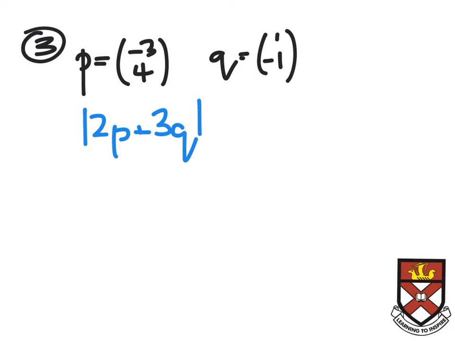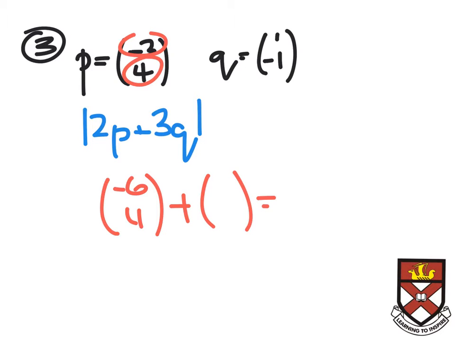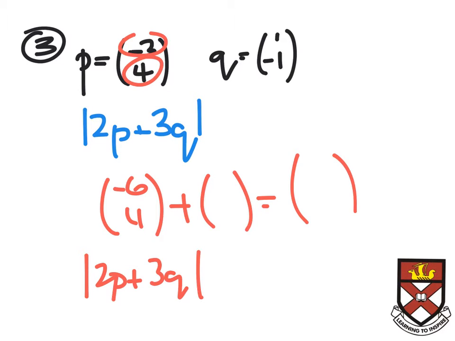Question 3. Now remember that these two lines here mean find the length of. However, the first thing we need to do is work out what 2p add 3q is. So 2p is 2 times negative 3, 2 times 4, add on 3q, that'll get you a vector. And then to work out the length of 2p add 3q, take each of these numbers, square them, add them together and square root.